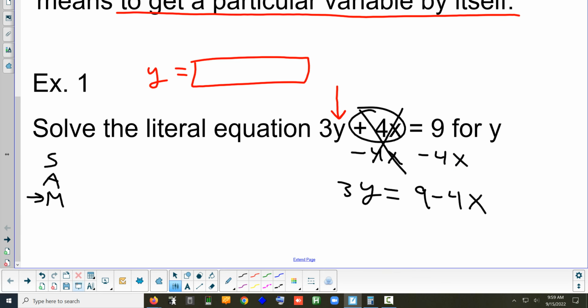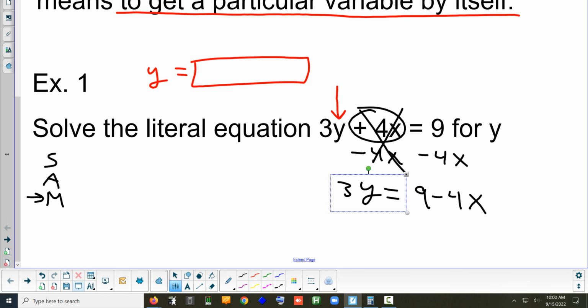And now we're down to our last step. What else do I need to get rid of that's still next to the y? What else don't I want there, Abby? I don't want that 3. And how would you get rid of a 3? And in this case, it's 3 times y. So we want to get rid of timesing by 3.